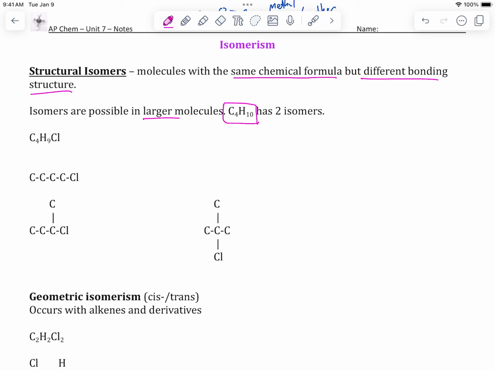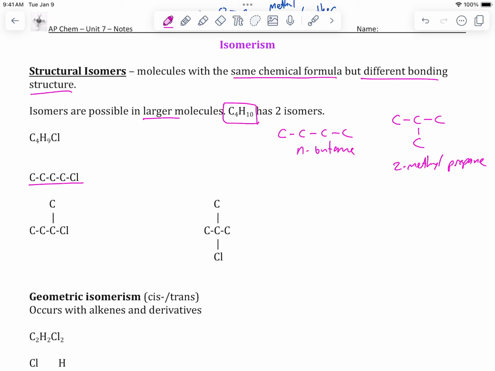There's two isomers. So your straight chain, that's actually not butane, here's butane, C, C, C, C. This would be n-butane, right? The n just refers to the straight line version. Or we have C4H10 that looks like this, which would be 2-methyl propane.